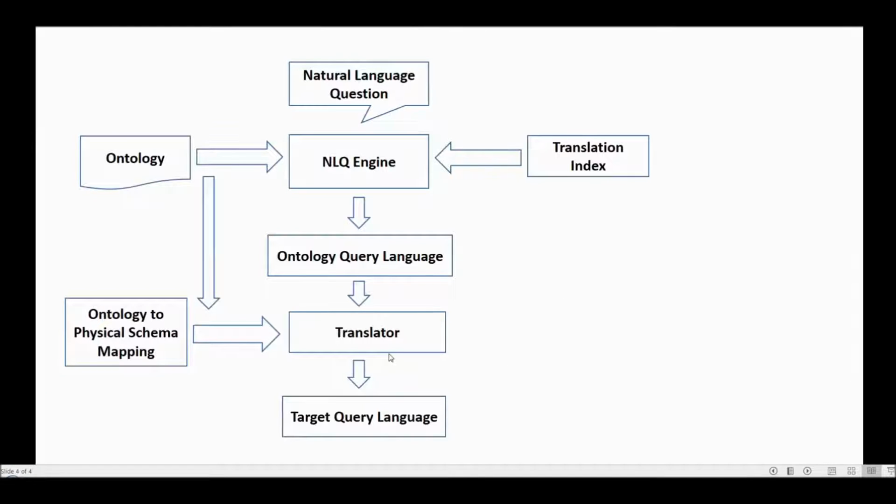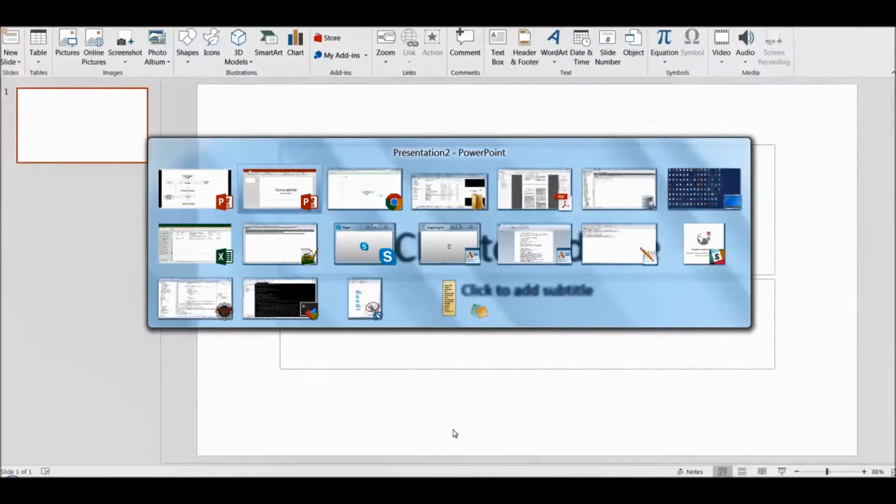Finesse is built over Athena, whose architecture is shown in this picture. Athena needs various inputs such as the ontology, the translation index, and the ontology to physical schema mapping, all of which is inferred by Finesse automatically so that you can directly give in a natural language question and it will create a target query language and fetch you the results.